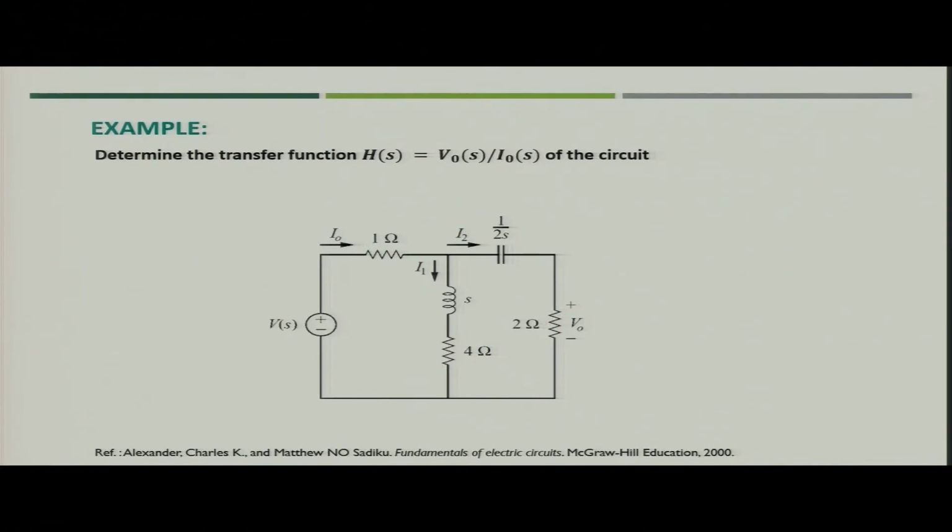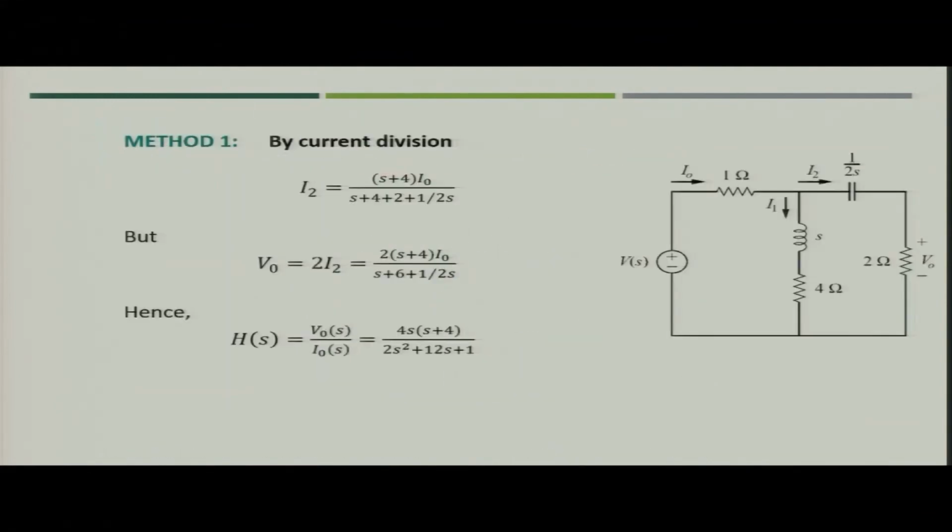Now, let us take another example. Here we need to find out the transfer function V naught(s) upon I naught(s) for the circuit which is given in the figure. In this figure you will see inductor and capacitor both are there, and you have been given the current as I naught. What we have to find out? The ratio between V naught by I naught in S domain, that would be the transfer function for the circuit.